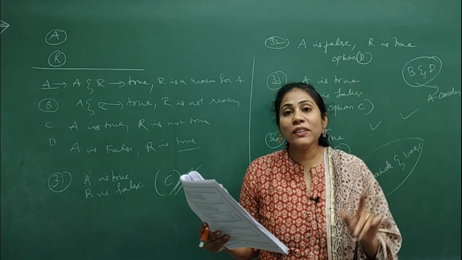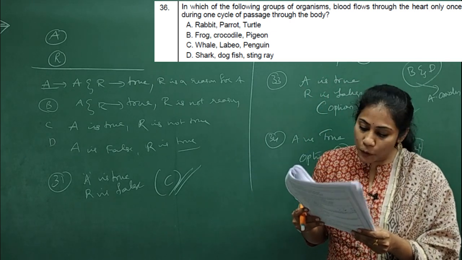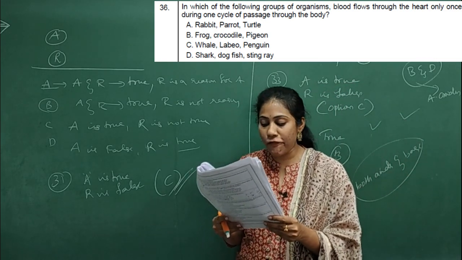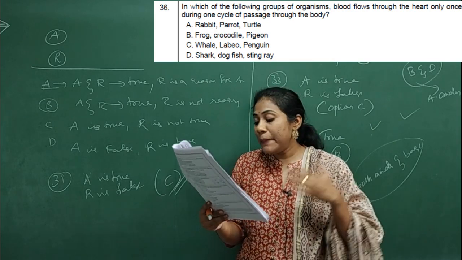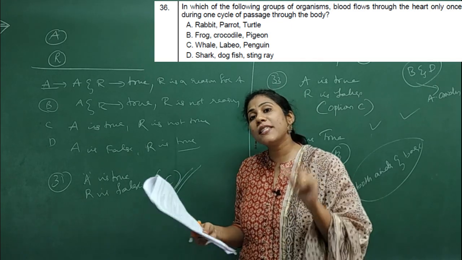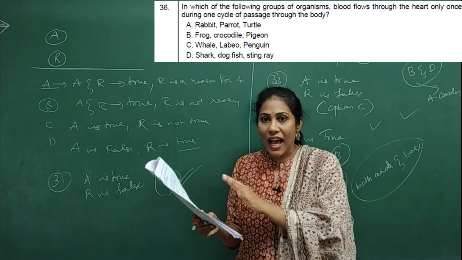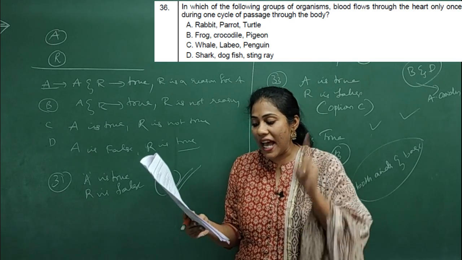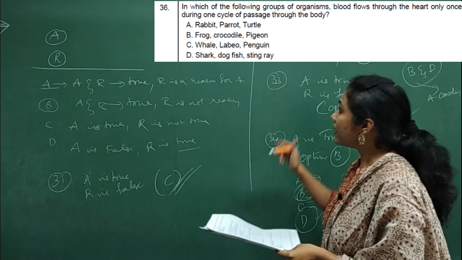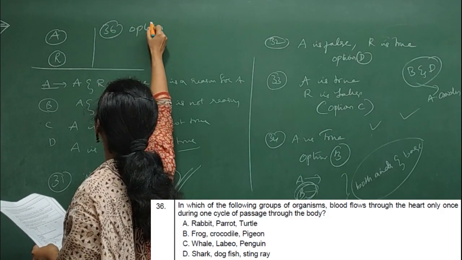Okay. And coming to 36th question, very simple. In which of the following groups of organisms blood flows through the heart only once during one cycle of passage through the body? You know what? When blood flows only once through a heart, it is called single circulation. So single circulation is observed in fishes. So select which are fishes. You see option D, shark is a fish, dogfish and stingray. Stingray is a type of fish, right? So for 36th question, option D is correct.